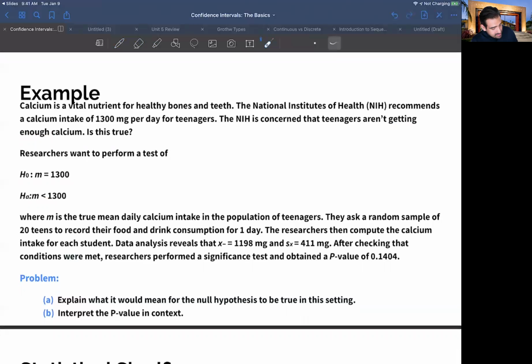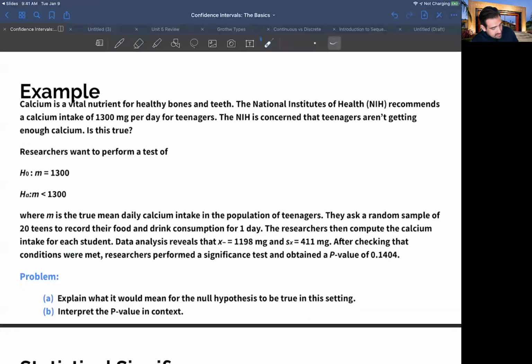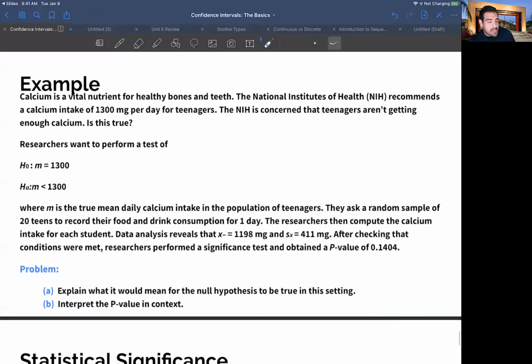They ask a random sample of 20 teens to record their food and drink consumption for one day. The researchers then compute a calcium intake for each student. Data analysis reveals that the sample average, x bar, is 1,198 milligrams with a sample standard deviation of 411 milligrams. After checking the conditions were met, researchers performed a significance test and obtained a p-value of 14%. So explain what it would mean for the null hypothesis to be true in this setting.